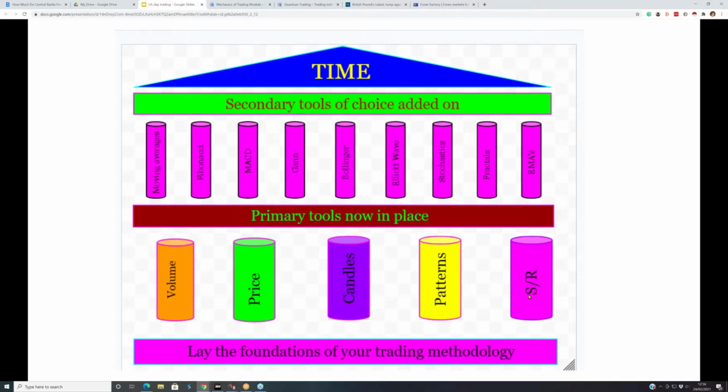And the fifth element, probably the most important after price action and volume, is support and resistance. And on top of that, once you understand these elements, you can then add on your indicators, your standard indicators. We have our own proprietary ones that we have developed, and again, you can see them on the chart.